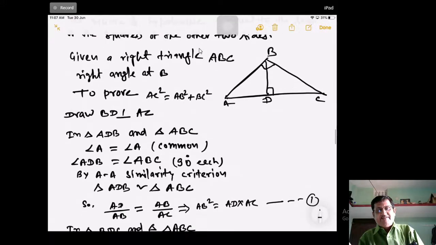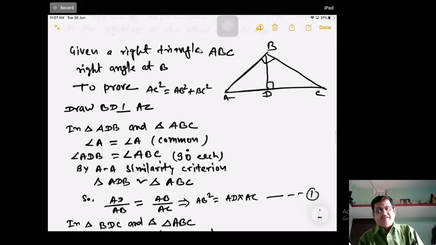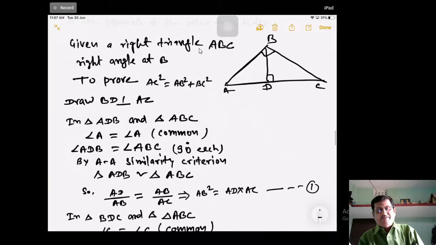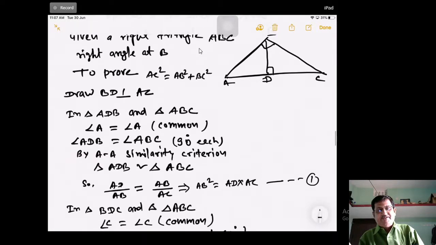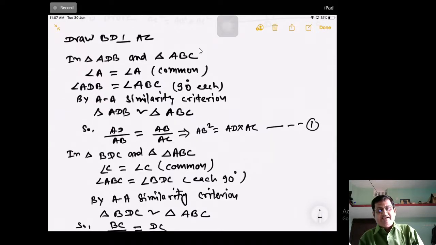In triangle ADB and triangle ABC, angle A is common, and angle ADB is equal to angle ABC, which is 90 degrees. So by AA similarity criterion, triangle ADB is similar to triangle ABC. So AD by AB is equal to AB by AC, and AB square is equal to AD into AC. This is equation first.